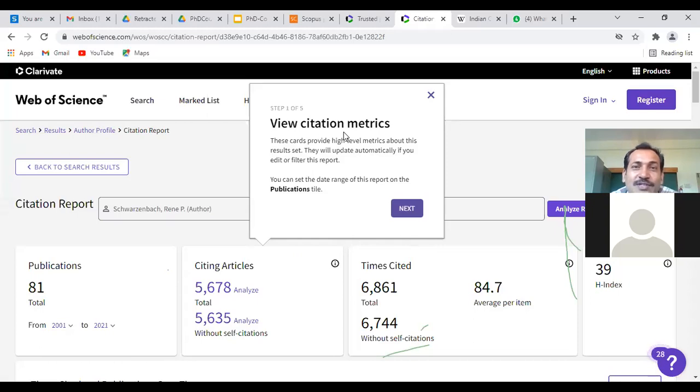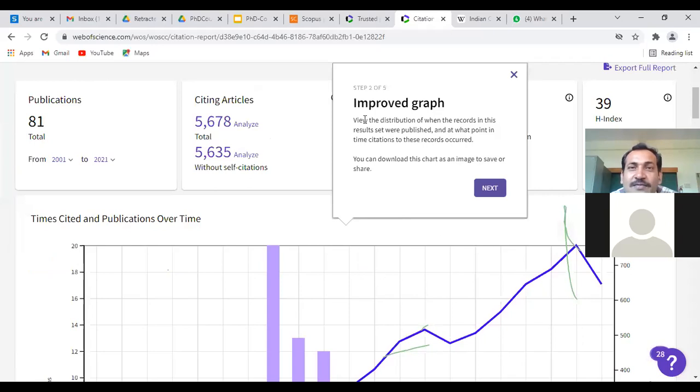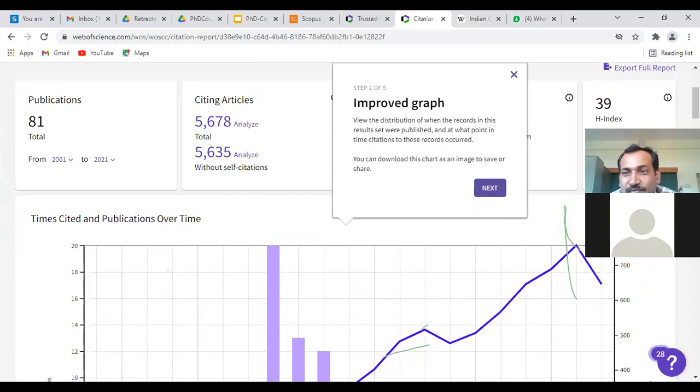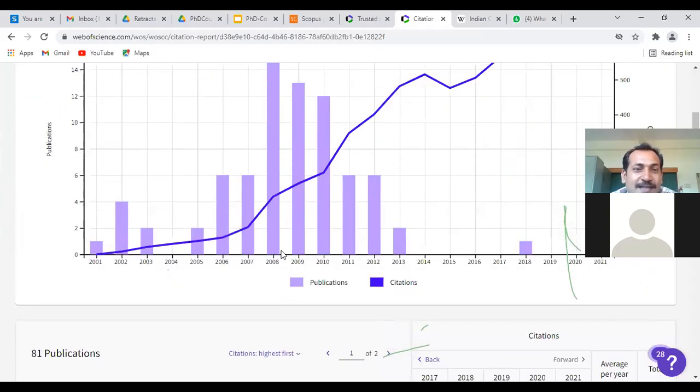So here, view citation metrics. You can view the citation metrics out here, right? These cards provide high-level metrics about this result. They will update automatically if you edit or filter this report. Then we can see improved graphs, and we can download the graphs as well, right? So we will see the author and his publications.